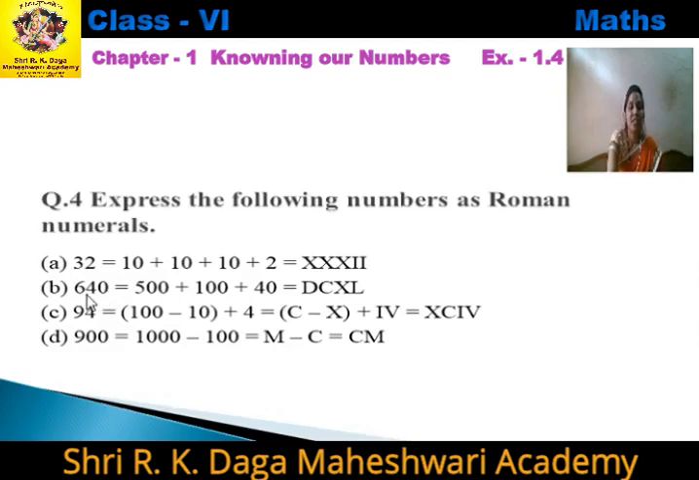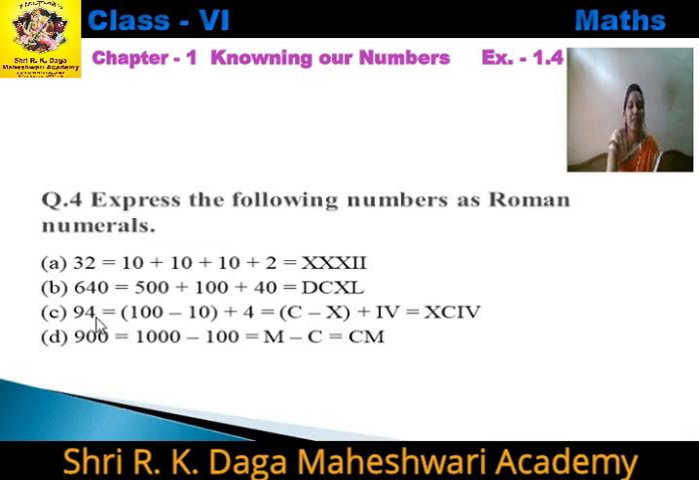640. Now this 600 will break into 500 plus 100. 500 plus 100, that is 600, plus 40. Now for 500 we write D, for 100 we write C, and for 40 we write XL. L minus X, that is XL.